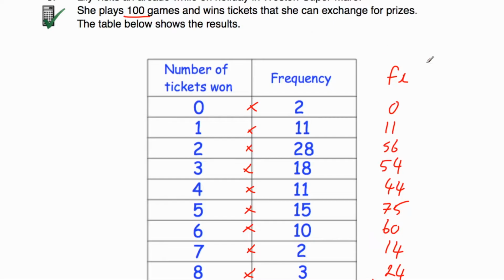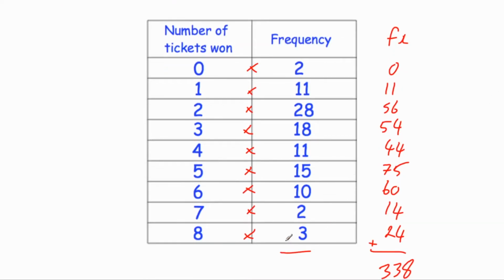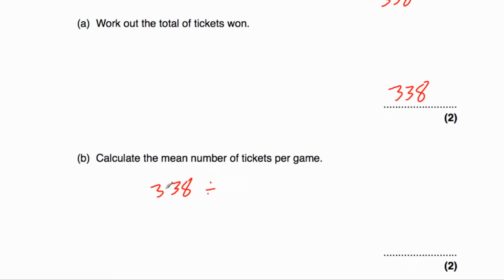We're told she plays 100 games, but we could add up the frequencies if we wanted to. And if we added those up, we do get that's equal to 100. Let me just check. Yep, that's equal to 100. So we know she played 100 games. So if we divide the total number of tickets she won by the 100 games, we can then find out the mean number of tickets won per game.